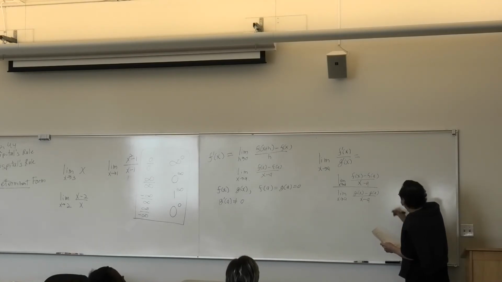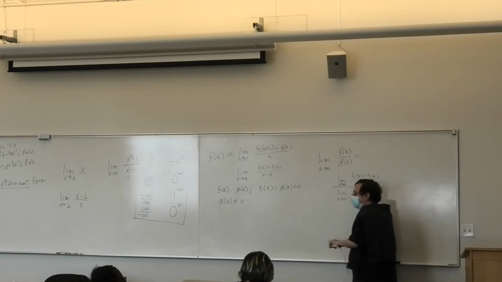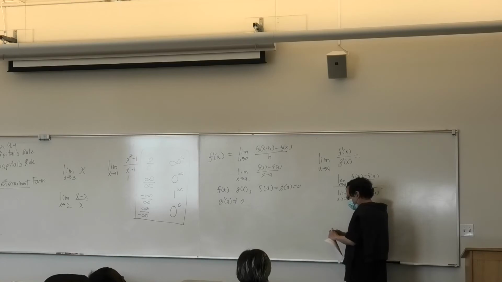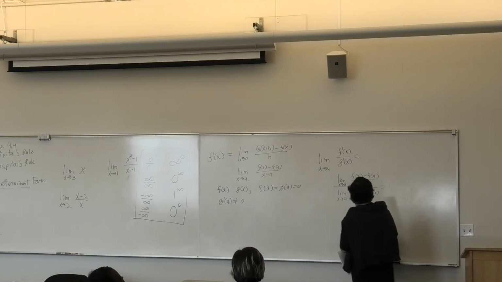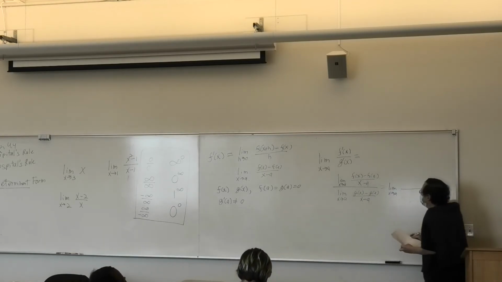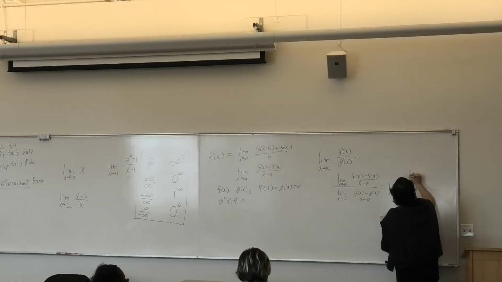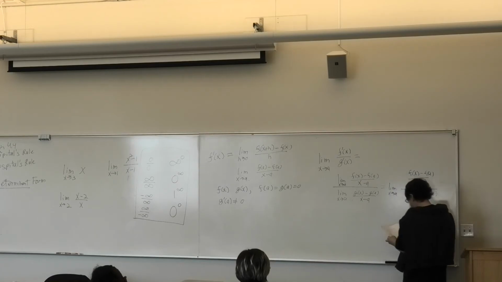Well, this is just the limit. I'm going to have to continue in blue. This is dead now. This is the limit as x approaches a. This is using our limit laws. f of x minus f of a over x minus a, over g of x minus g of a over x minus a.